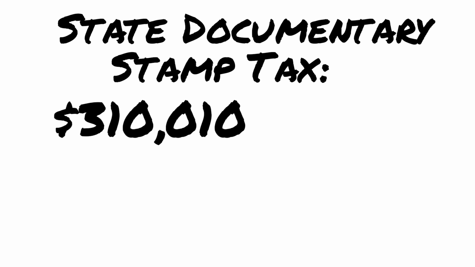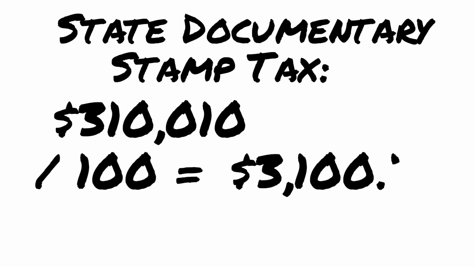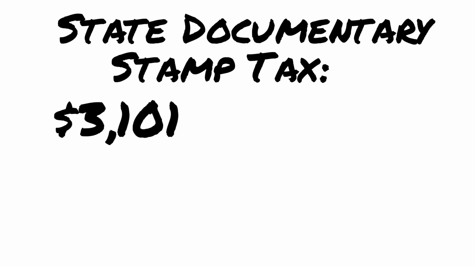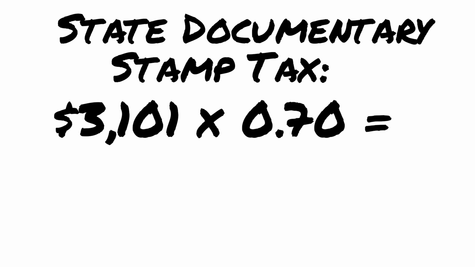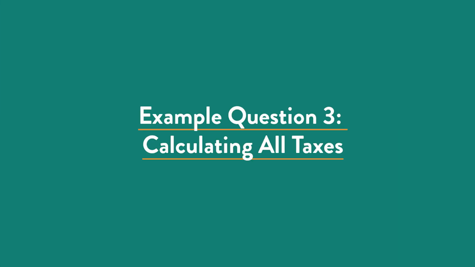We will take the sales price of $310,010 and divide that by 100, which equals $3,100.10, which we will round up to $3,101. To find the tax amount, we will take the $3,101 times 70 cents, which equals $2,170.70. So the state doc stamp tax on the deed is $2,170.70. Let's take this one step further.